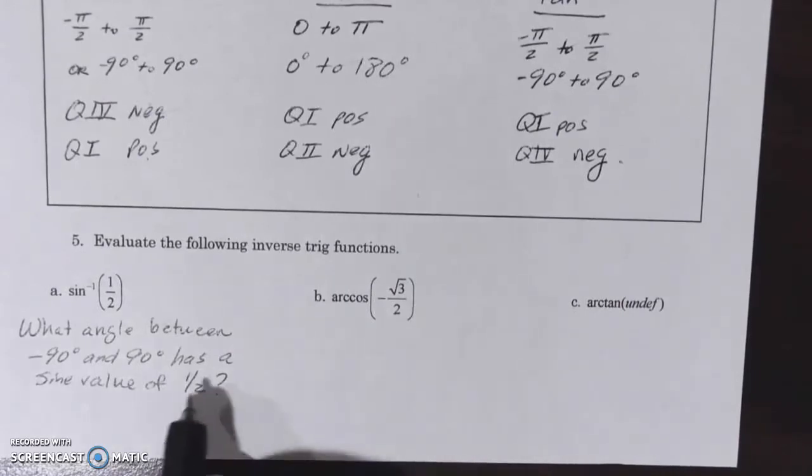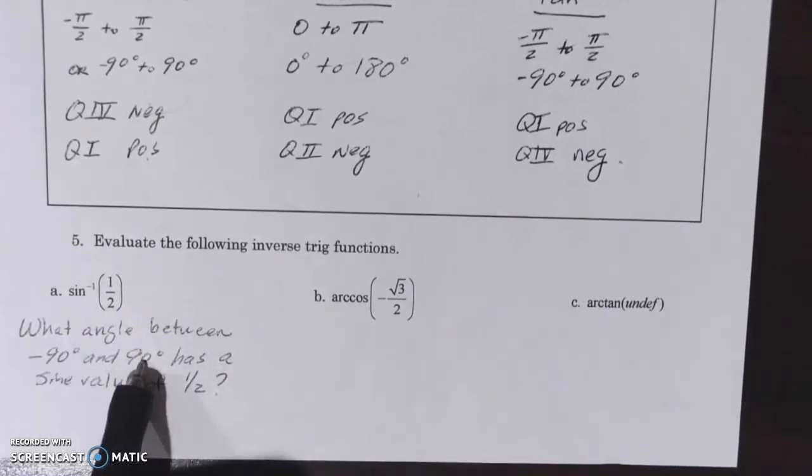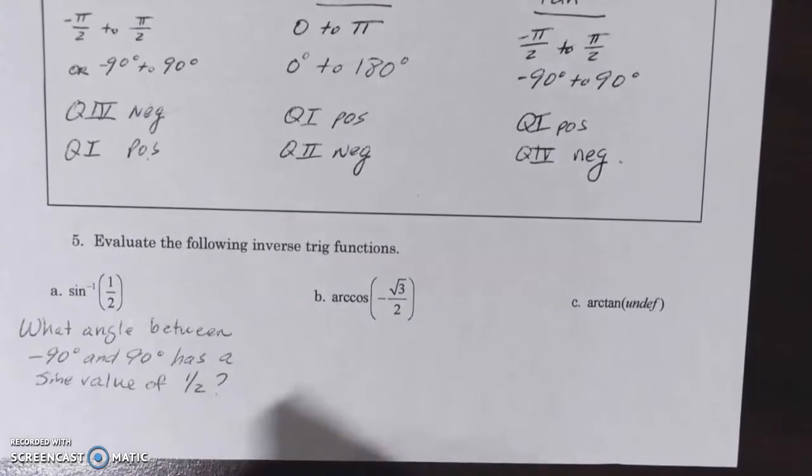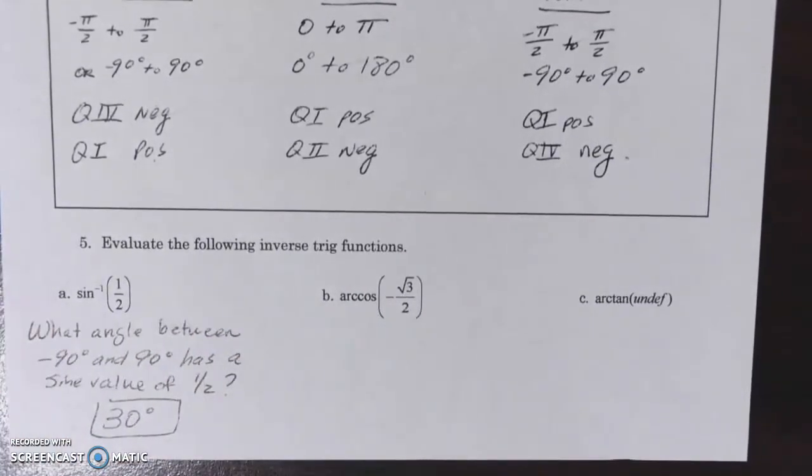Think of your unit circle. First of all, sine value is positive, which means we're going to have a quadrant 1 value if we can only choose from negative 90 to 90. So now we've limited even more. We're looking from 0 to 90. And your knowledge of the unit circle should tell you that 30-degree angles have sine values of 1/2.